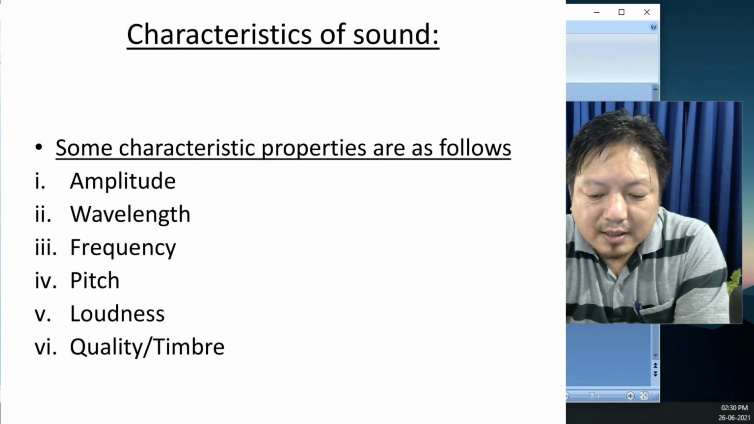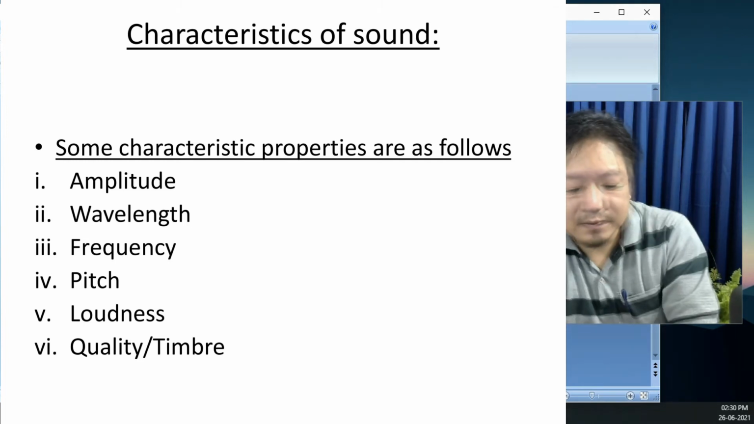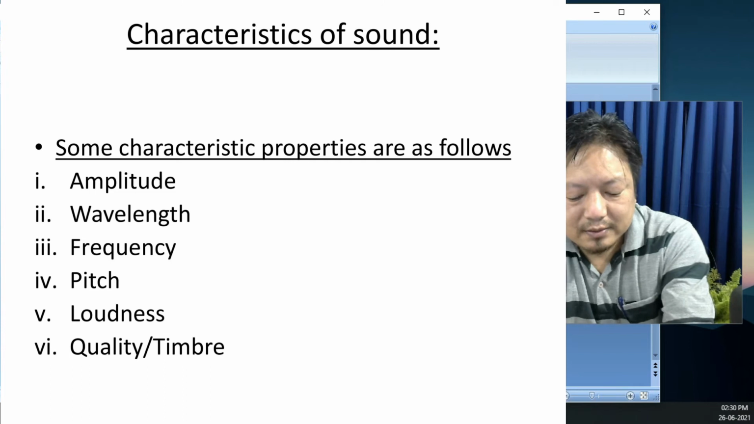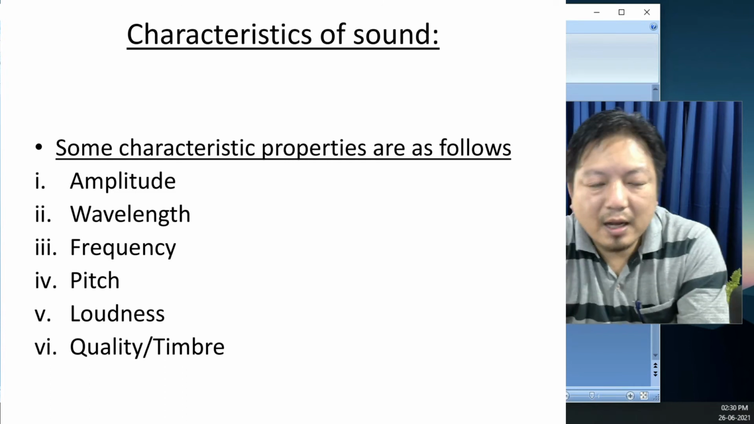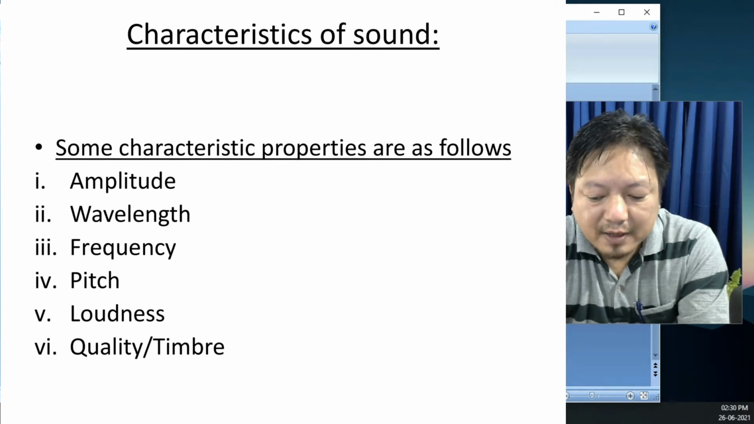The characteristics of sound. As you see on the screen, the first thing is amplitude. These are the characteristic properties of sound. Amplitude is the measure of intensity of sound. A large amplitude means a loud sound, and a small amplitude means a soft sound. It is actually the measure of change in pressure in a compression or rarefaction.